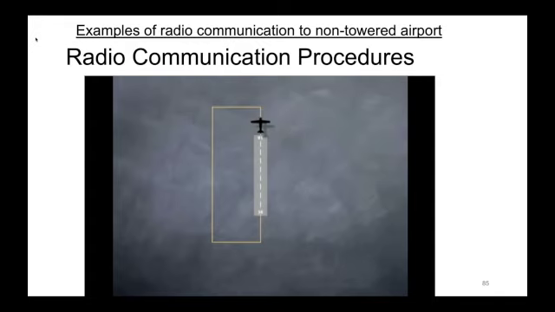In a standard traffic pattern, turns are always made to the left unless otherwise noted. The next leg would be our left crosswind, and a radio call in the left crosswind would sound like this.